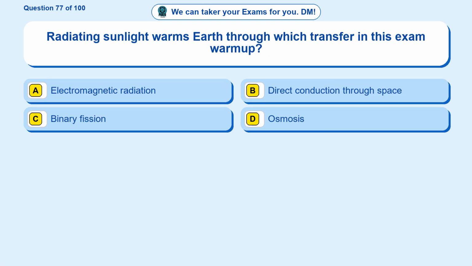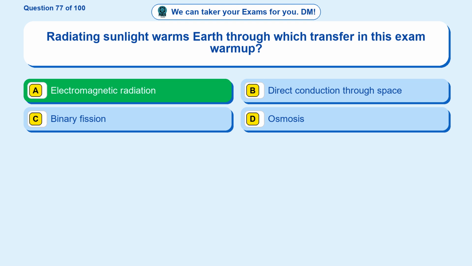Question 77. Radiating sunlight warms Earth through which transfer in this exam warm-up? Option A, electromagnetic radiation. Option B, direct conduction through space. Option C, binary fission. Option D, osmosis. The correct answer is option A.